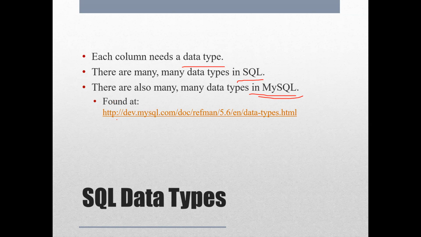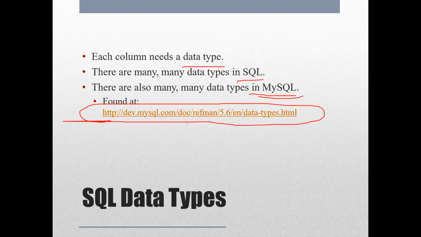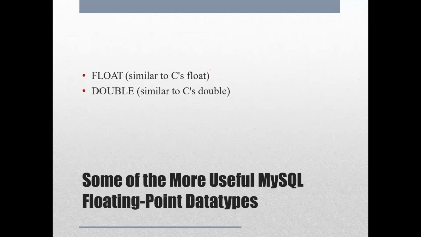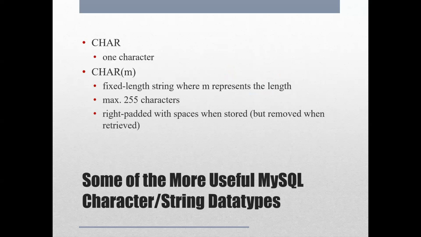There are also many types. You can go and find out those types over here if you are curious about the data types. These are in the documentation, where we'll find data types in MySQL. For general reference, there are tinyint, 8-bit integer, signed or unsigned; bool, true or false; smallint, 16-bit; int, 32-bit; bigint, 64-bit, signed or unsigned. You can have all values in it. Then we have float, similar to C's float, and double, similar to C's double. So we have certain data types similar to the older languages.